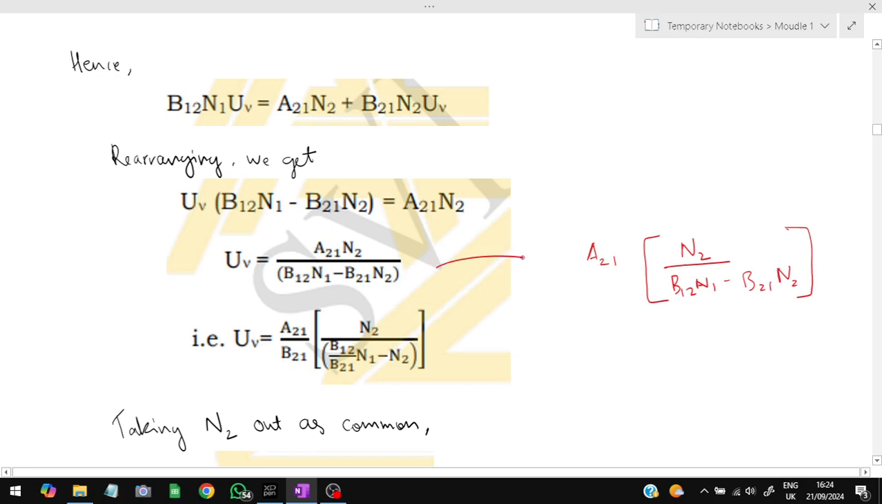Now what we are going to do is multiply B21 and divide by B21. When we do that, the division denominator will be going here. So what will happen? It will be here B21, and here also it will come B21. Now these two will get cancelled, and what will remain is B12 by B21 into N1 minus N2. That's what is written here, and B21 will be present here. So this is how you will be getting the uv formula. After this you have to do a few more things.